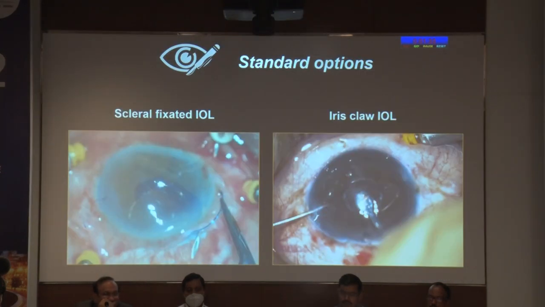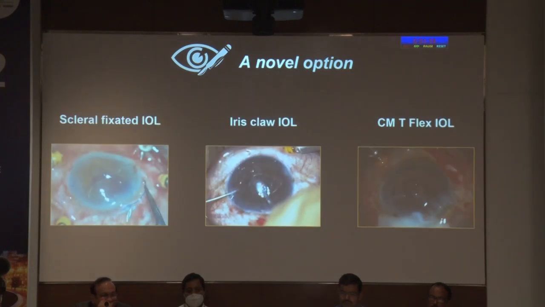So to discuss this, a few of the points thrown up by our study were already well known. We know that iris claw lens surgery takes lesser time. The visual results are similar. Iris claw lenses probably distort the pupil more, and have a little bit of inflammation. But what our study adds is that the CMT flex lens is comparable to both of these lenses based on the visual outcome and better than the iris claw lens as far as the refractive outcome is concerned. And importantly, I keep stressing this, the complication profile is also very, very similar to the standard options.